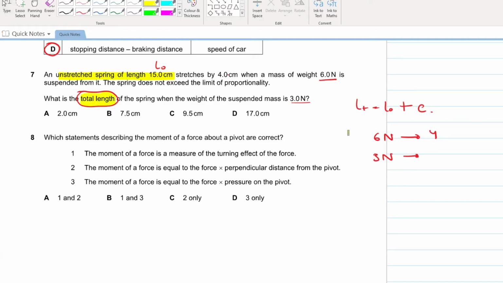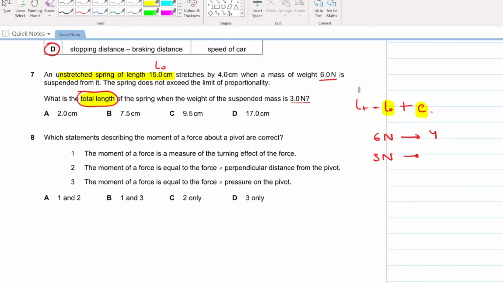So you have to realize that the total length of a spring consists of two components. The total length of the spring consists of two components, unstretched length plus the extension. What is the unstretched length? Unstretched length is 15.